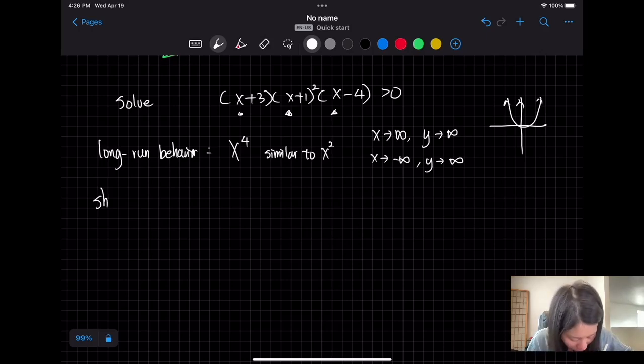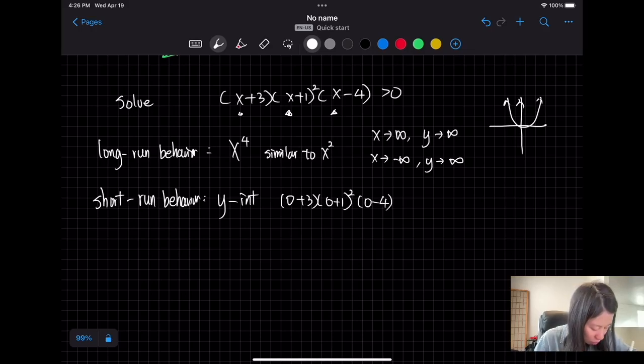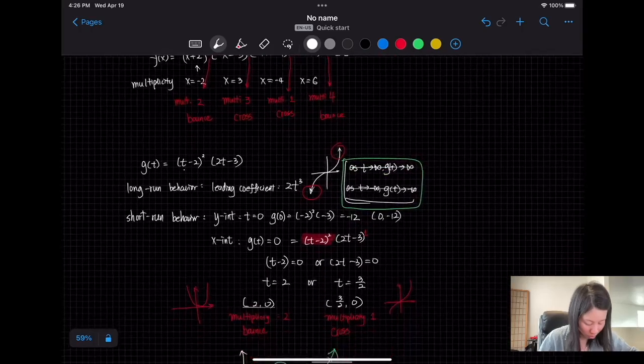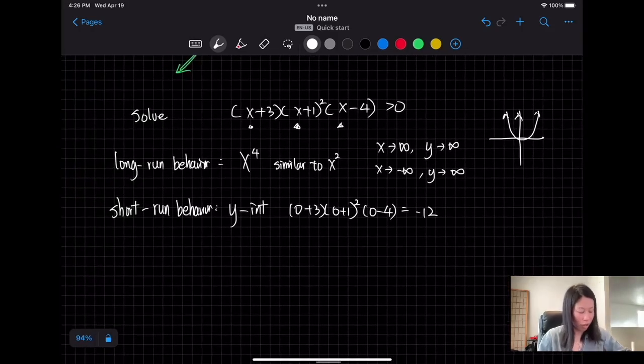Okay, for short-run behavior, we will have the y-intercept and the x-intercepts. For the y-intercept, when x equals 0, I have 0 plus 3 times 0 plus 1 squared, times 0 minus 4. That gives me negative 12. Ooh, is it the same one that we did? Let me take a look. Oh, no, that's a different one, but they have the same y-intercept. All right, so our y-intercept is (0, -12).